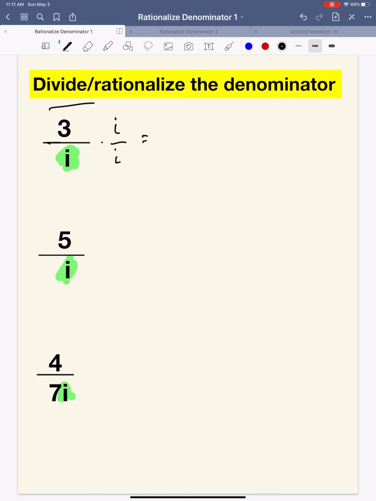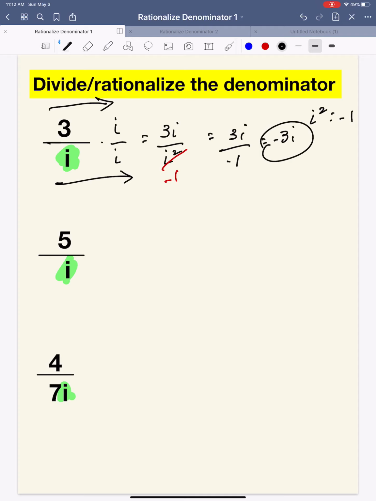And when you multiply straight across, you get 3i. And in the denominator, you get i squared, which of course, again, keep in mind that i squared is -1. Then you just need to cross this out and put -1. Okay. And so your answer is 3i over -1. You can't leave it that way. You can't have that -1 in the denominator. So we're just going to move the negative to the top and have -3i as your answer. You could put -3i over 1 if you wanted as well.